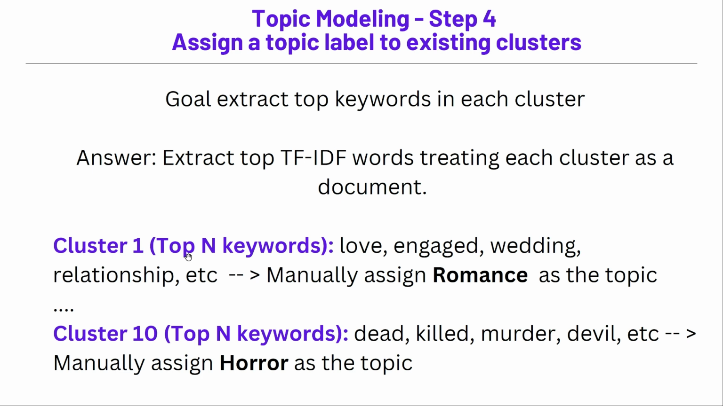So for example, let's say we extract the top n keywords, and for cluster 1 those n keywords could be love, engaged, wedding, relationship, etc. Since cluster 1 is a collection of romantic movie plots, we might get these as the top keywords. And then what we need to do is manually assign a topic from a given set of genres. Let's say we have already created 10 or 15 genres that we might encounter, like action, adventure, romance, horror, etc. Then we can just assign one topic to that cluster after looking at the top n keywords. In this case, cluster 1 would be manually assigned romance as the topic, and cluster 10 will have dead, killed, murder, devil, etc., so we are going to manually assign horror as the topic for that cluster. So assigning a topic label or genre to each cluster is what we do in step 4.